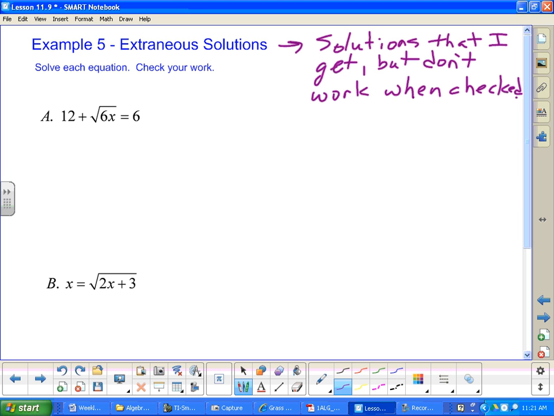All right, now, I want you to think about this for a second. Let's look at this very first problem here. It says 12 plus the square root of 6x equals 6. Now, how many answers to this equation do you think there are? One? Okay, Nolan, you said none? Why not?